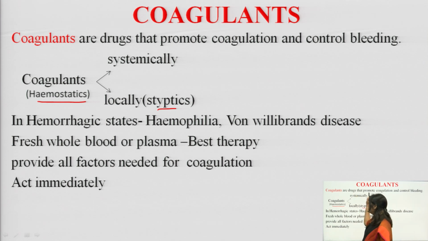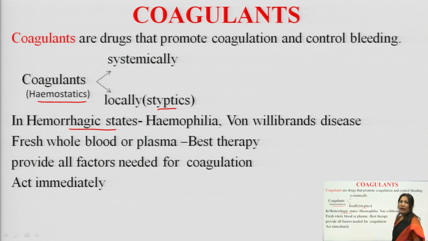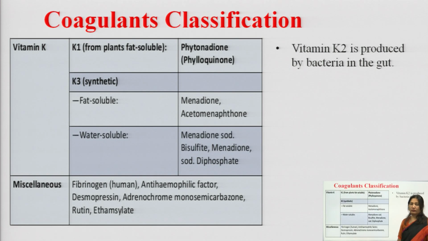Coagulants are used to control bleeding in hemorrhagic states like hemophilia and von Willebrand's disease. Though fresh whole blood or plasma is the best therapy for blood loss in hemorrhagic states, because fresh whole blood provides all the factors needed for coagulation and also acts immediately in an emergency situation. Now, further we will classify coagulants.